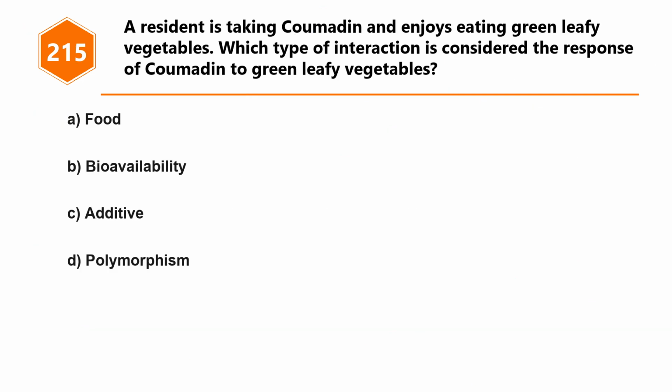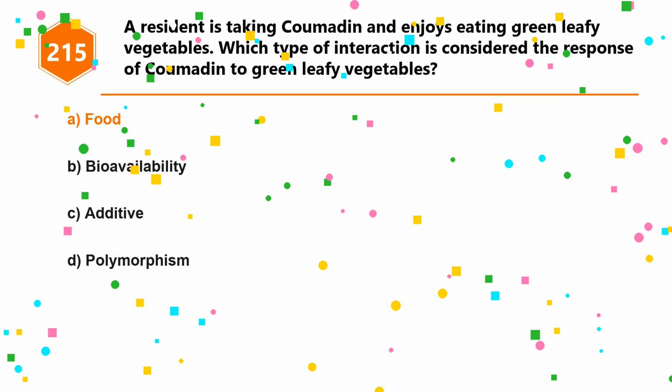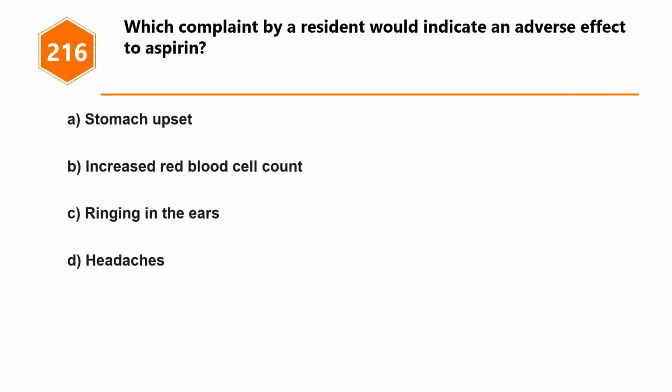Question 215. A resident is taking Coumadin and enjoys eating green leafy vegetables. Which type of interaction is considered the response of Coumadin to green leafy vegetables? Option A. Food. Option B. Bioavailability. Option C. Additive. Option D. Polymorphism. The correct answer is option A. Food.